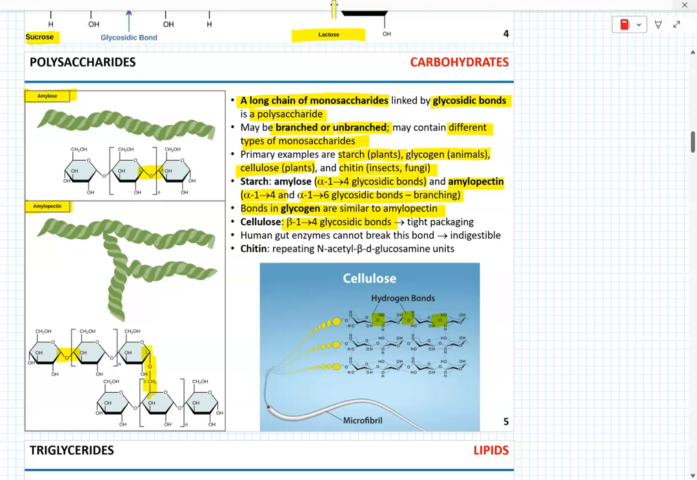Beta 1,4 glycosidic bonds explain the tight packaging of cellulose polymers, and that tight packaging makes them undigestible for the human gut. When you eat cellulose-rich food, for example, celery, cellulose passes through the gut undigested. Finally, in chitin, the units that form the polysaccharide are N-acetyl beta-D glucosamine. We don't need to know the actual structure of these units.